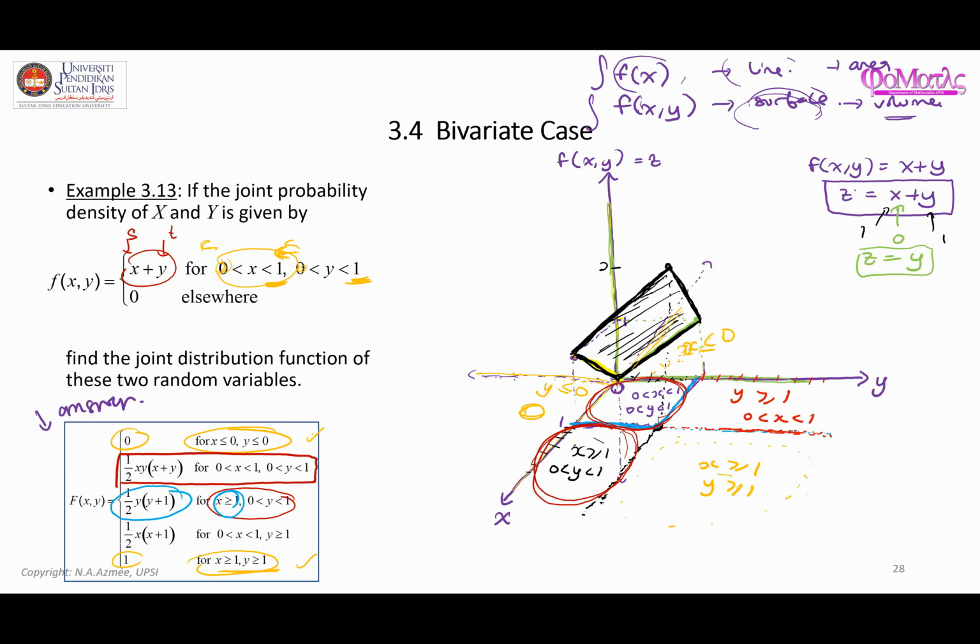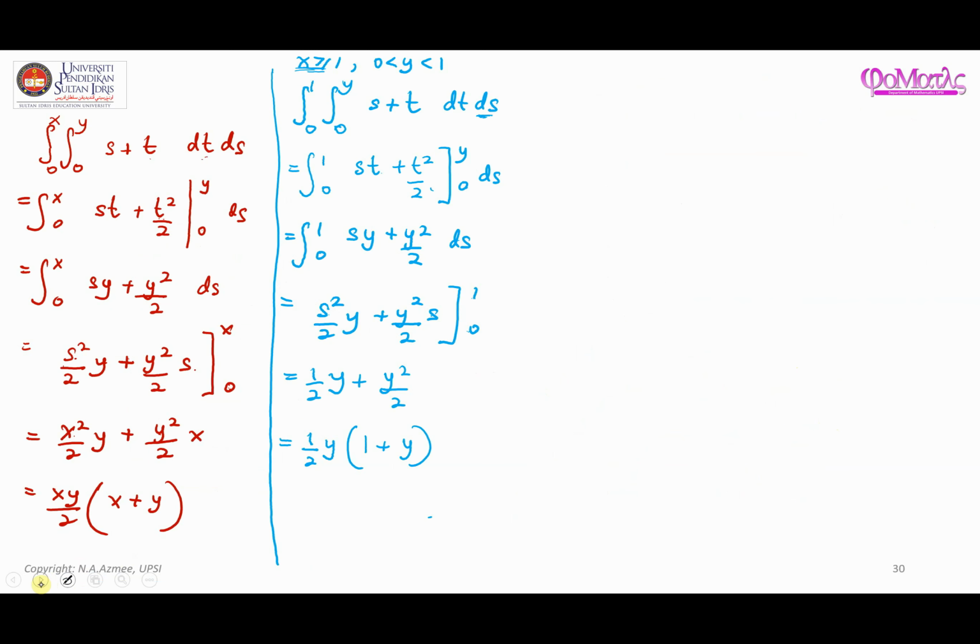right here. Now we're going to move on to the last part, which is this one. This one is y already greater than or equal to 1. It is over the range here. But x is still between the range 0 and 1. Okay? Alright. Now let's move on.